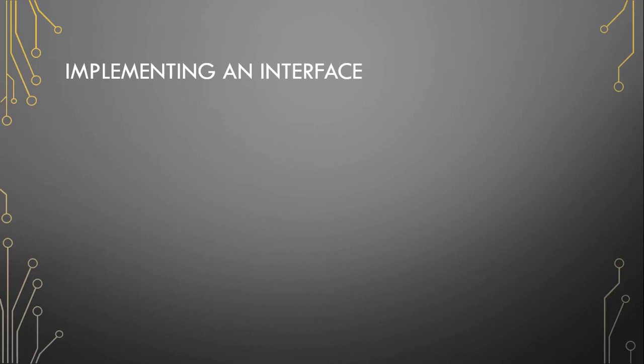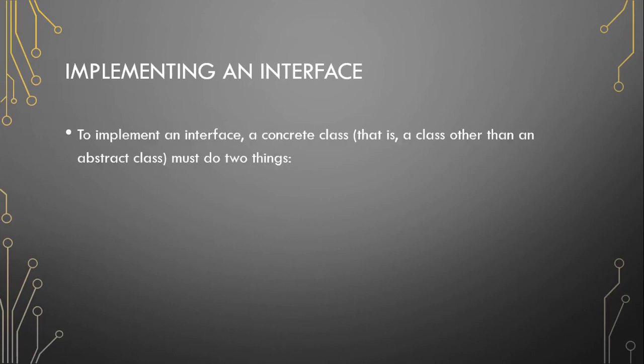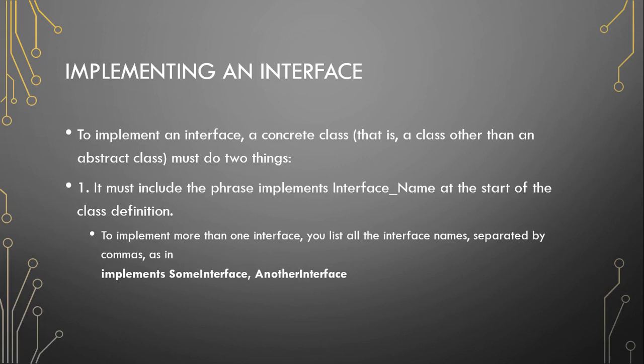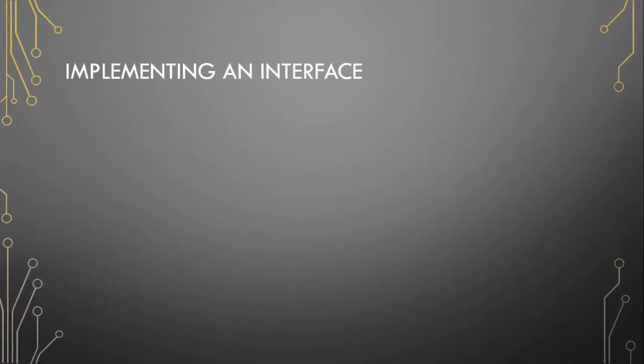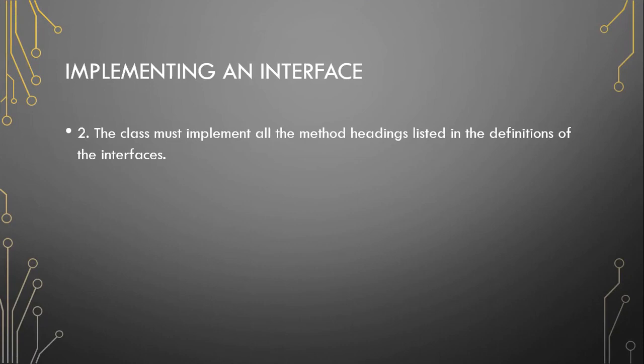All right, so how do we actually implement this interface now that we've seen an example? To implement an interface, a concrete class, which is a class other than an abstract class, must do two things. The first, it must include the phrase implements interface name at the start of the class definition. To implement more than one interface, you simply list all the interface names separated by commas, such as implements SomeInterface, AnotherInterface. Two, the class must implement all the method headings listed in the definitions of the interfaces.